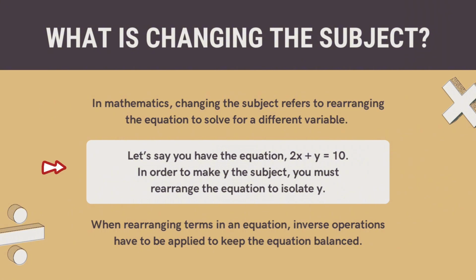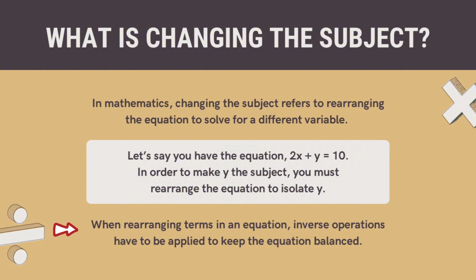For example, let's say we have the equation 2 times x plus y equals 10. To make y the subject, we must rearrange the equation to isolate y. When rearranging the terms in an equation, inverse operations have to be applied to keep the equation balanced.